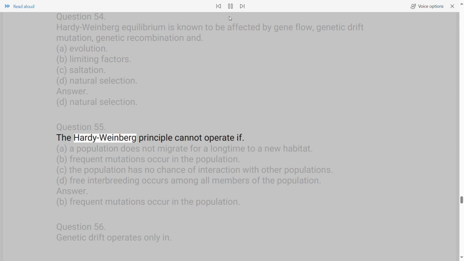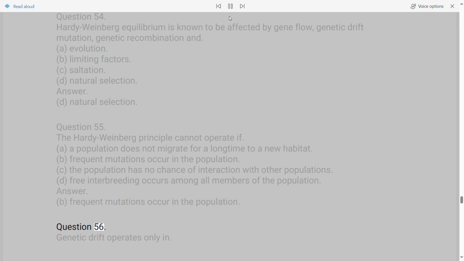Question 55. The Hardy-Weinberg principle cannot operate if A. A population does not migrate for a long time to a new habitat. B. Frequent mutations occur in the population. C. The population has no chance of interaction with other populations. D. Free interbreeding occurs among all members of the population. Answer. B. Frequent mutations occur in the population.